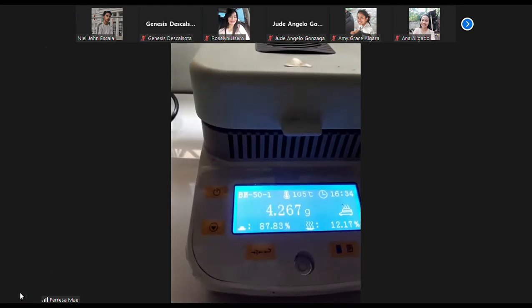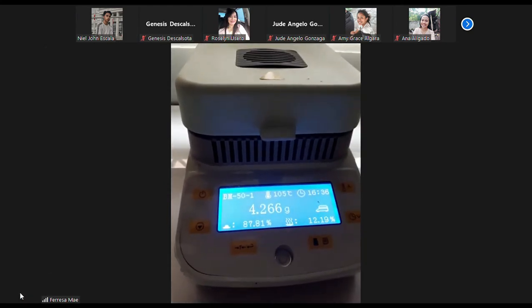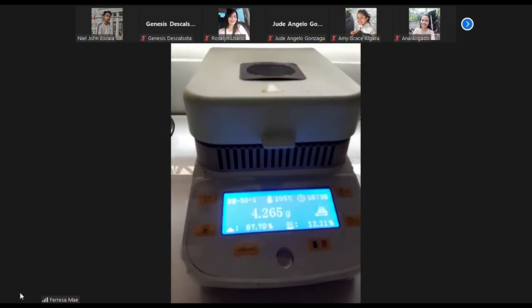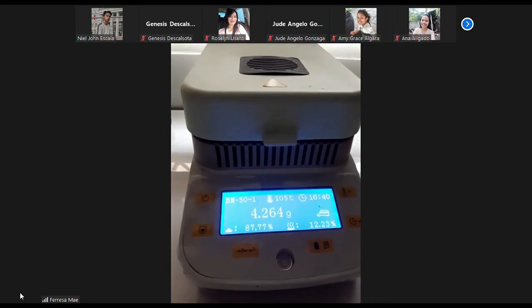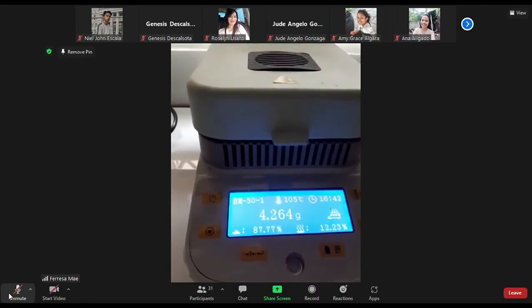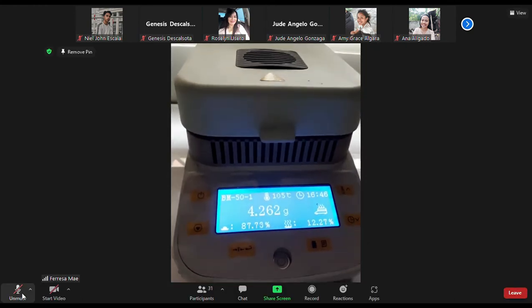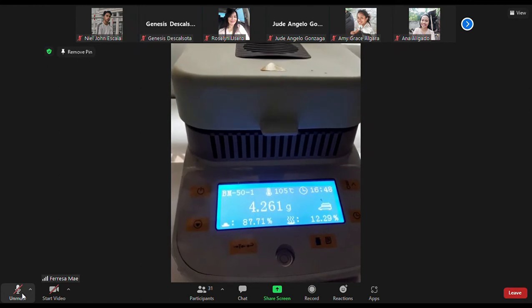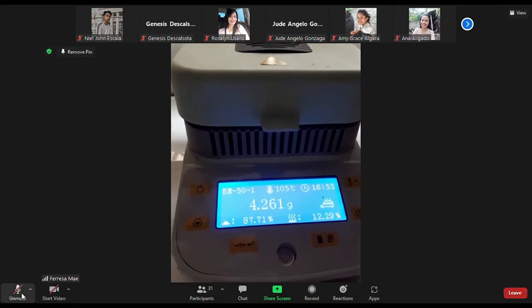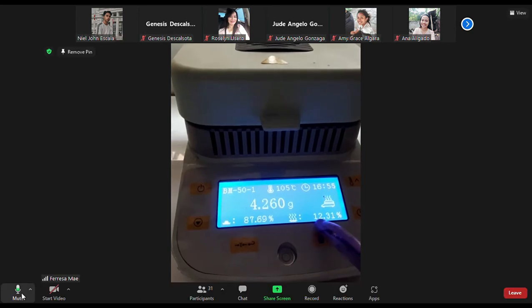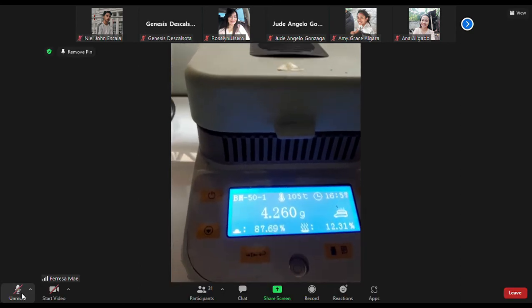Ga-beep na siya. Ga-sound. Kung ga-beep na siya, amo na siya, ready na siya. Amo na siyang final yung reading. Welcome.